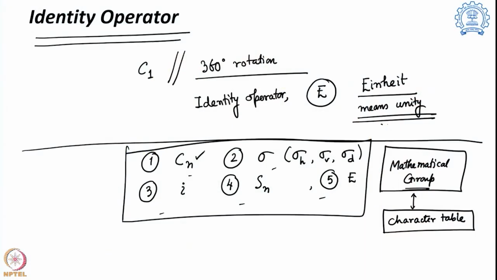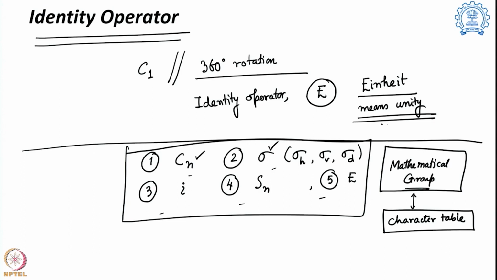In this particular segment we have covered the different symmetry elements that can be present in a molecule. That can be a rotational axis of symmetry Cn, that can be a reflection symmetry through a plane sigma, which can be sigma h, sigma v or sigma d. Sigma h is a sigma plane which is perpendicular to the principal axis Cn.